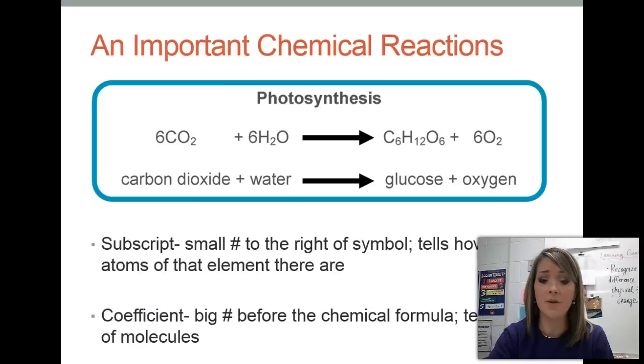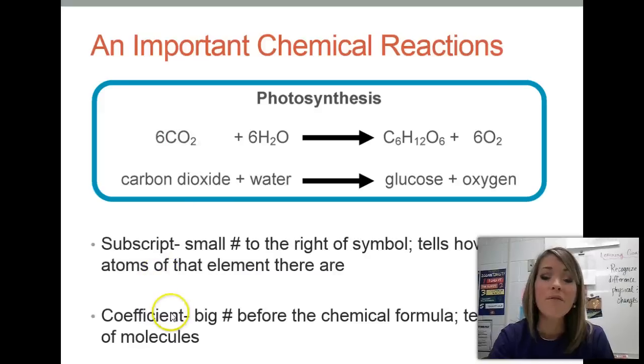So it's showing you what the formulas are for those different compounds and how many molecules of those different compounds are reacting together. So remember, first of all, that the subscript is the little small number right here to the right of the symbol. It's going to tell you how many atoms of that particular element are in the molecule. So this here is carbon dioxide. This shows you that carbon dioxide has one carbon atom because there's no number after the C. Remember, if there's only one, we don't put a number. And there's two oxygen atoms.